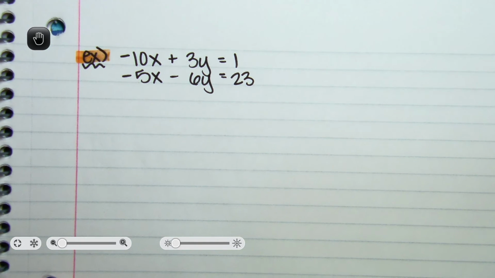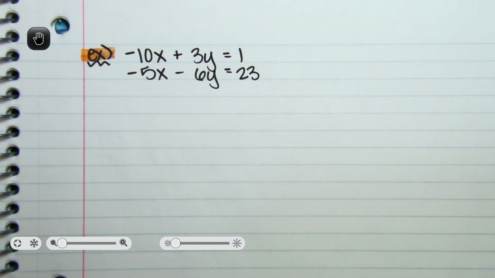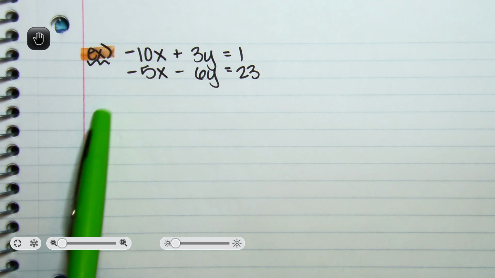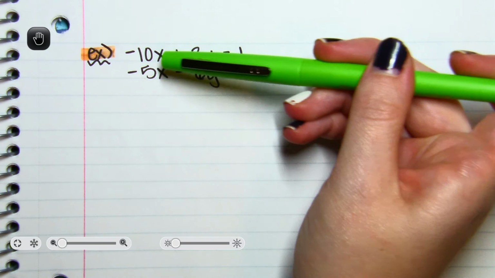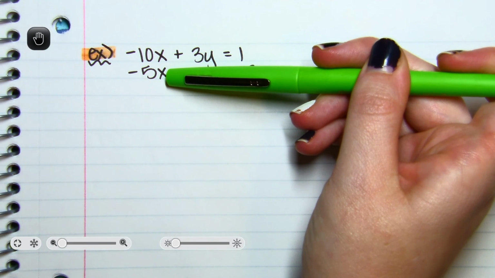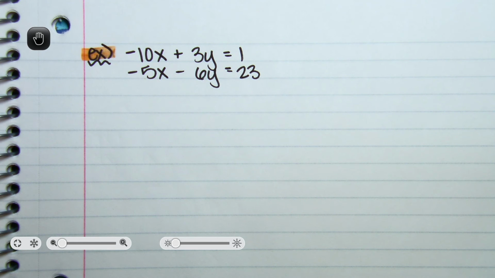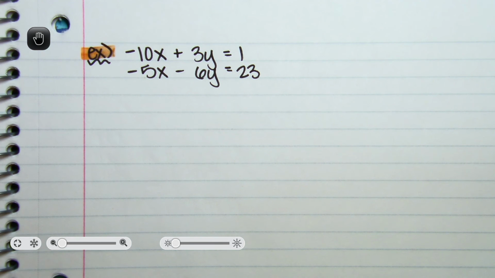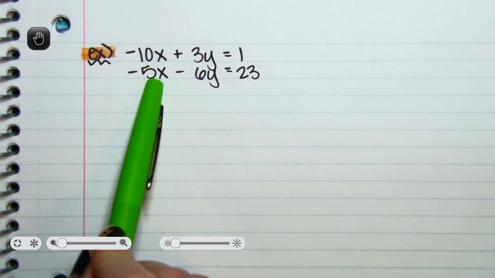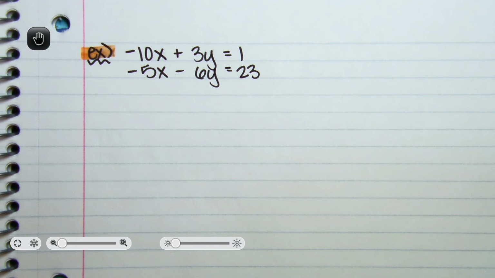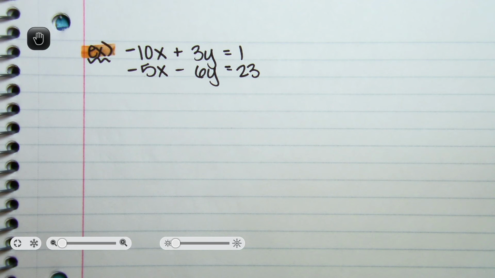All right, let's look at another example. So looking at this, step 1, are the x's or y's already opposites? Good, you should have said no, they are not. They're kind of close, but they're not already opposites. So I have a couple of options here. The x values are negative 10x and negative 5x. So what number would I have to multiply the second equation by to make it the opposite of negative 10? Good, if you said negative 2, you are correct.